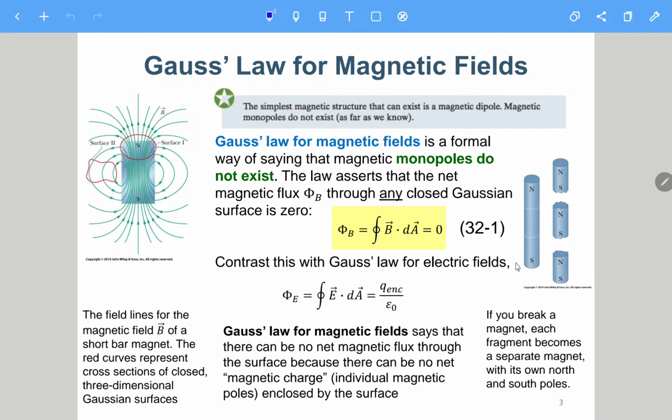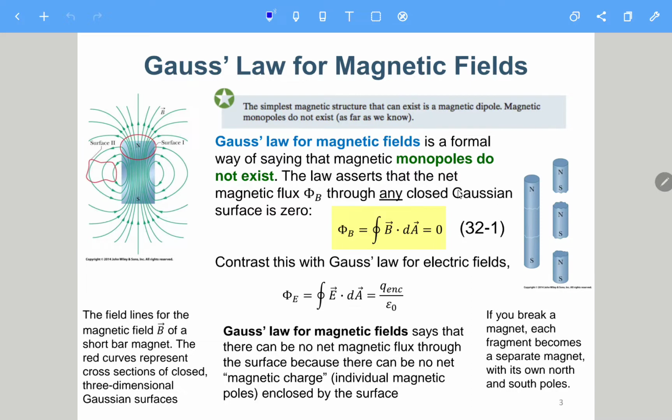If you have a magnet bar and you try to cut it into 2 parts or 3 parts, this is the north pole, this is the south pole, and the smaller pieces will also each have a north pole and south pole pair. So you can never make a monopole that consists only of a north pole or only of a south pole. So here it says the Gauss law for the magnetic field is a formal way of saying that magnetic monopoles do not exist.